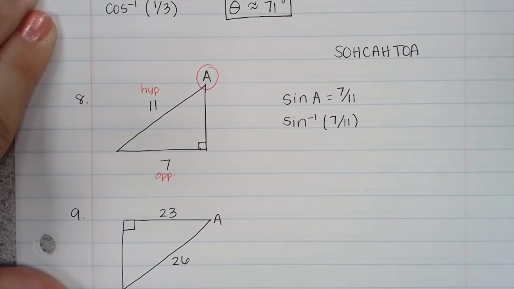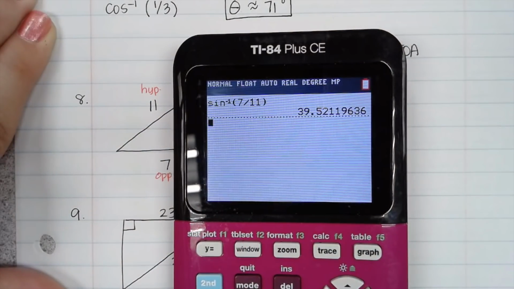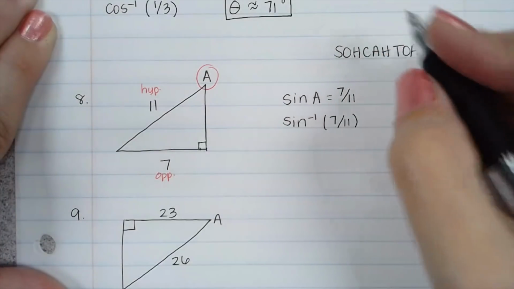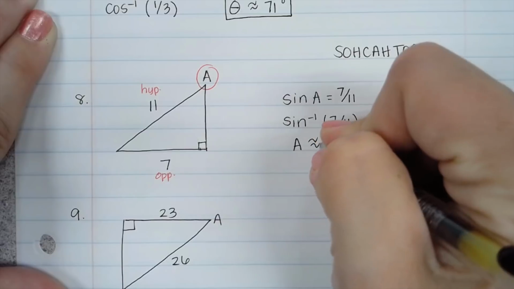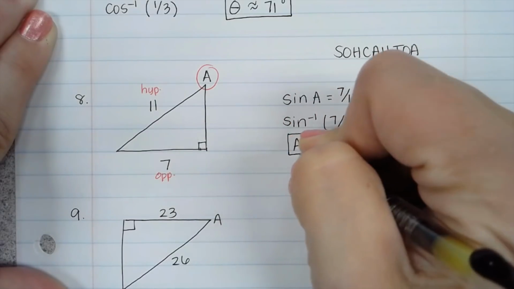The directions for this question also want them rounded to the nearest whole degree. So typing that into your calculator and then rounding it to the nearest whole degree, 39.5 is going to give you 40 degrees as your answer. So for this one, angle A would be equal to approximately 40 degrees. Or the measure of angle A, you could write it that way as well.